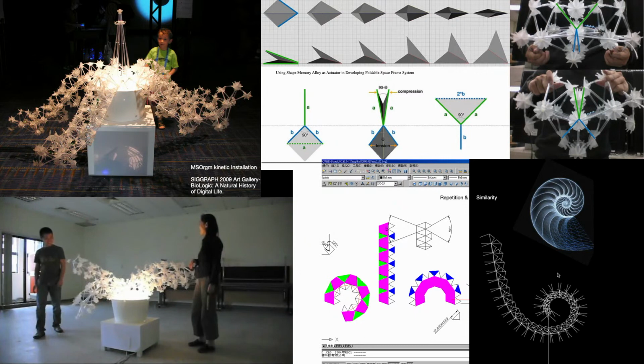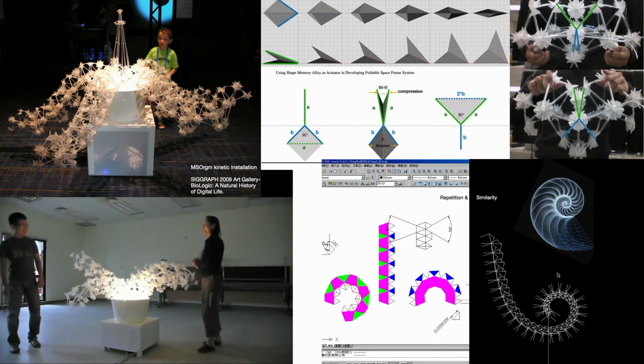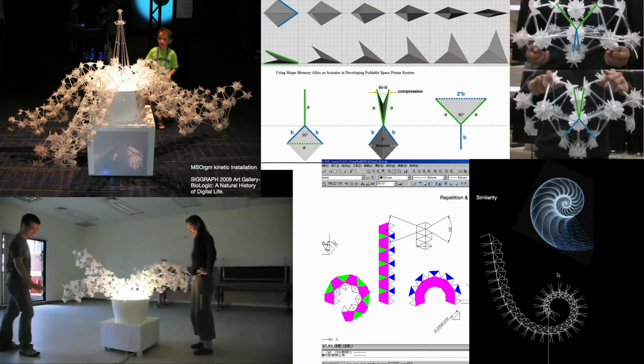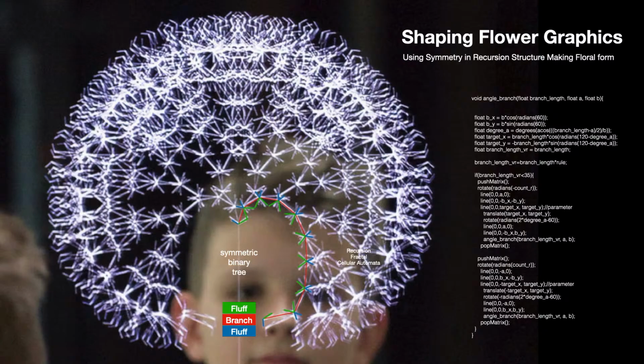This work is my earlier installation work. In this work, I was thinking about how to use a truss structure to do a kind of folding shape changing. So I use recursion and grouping, and then add symmetry to build up a flower-like form. You can see they have the branch and the fluff.